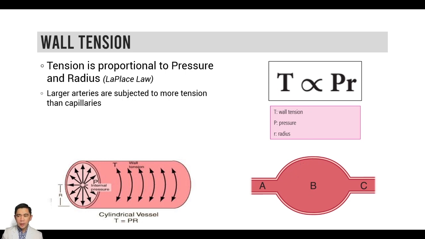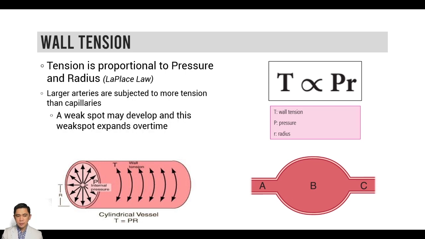If you're talking about blood vessels, the problem is this segment will soon burst because of the increase of tension. Therefore, this segment should be what we call a weak spot. A weak spot may develop over time and it will expand. And this is the reason that vessels sometimes form aneurysms, like abdominal aneurysms, cerebral aneurysms, and the like.